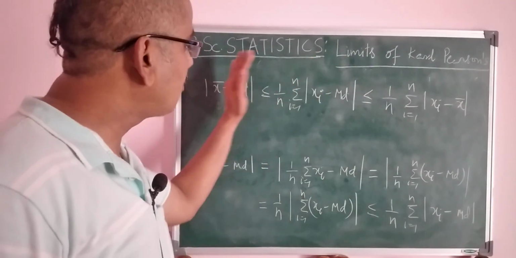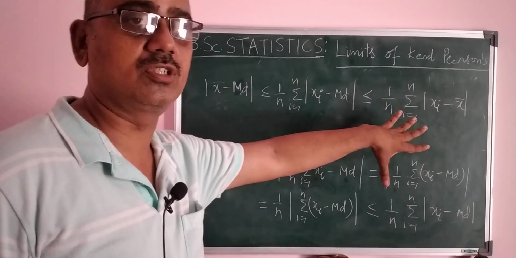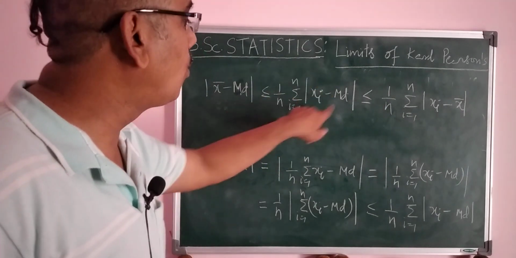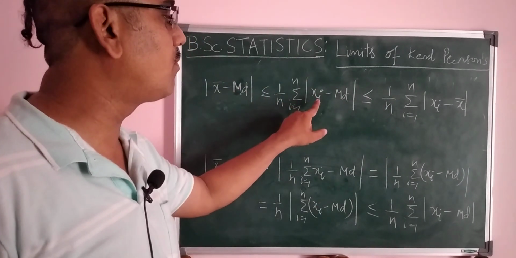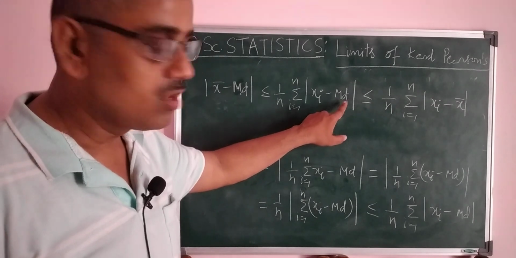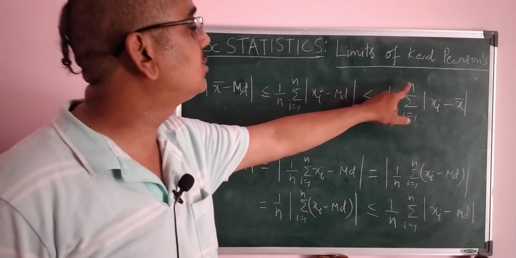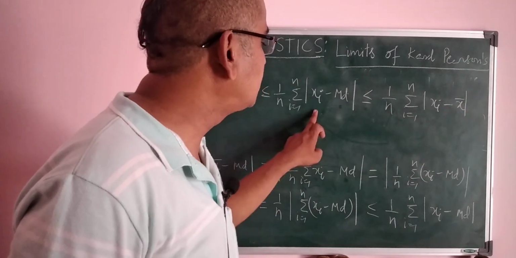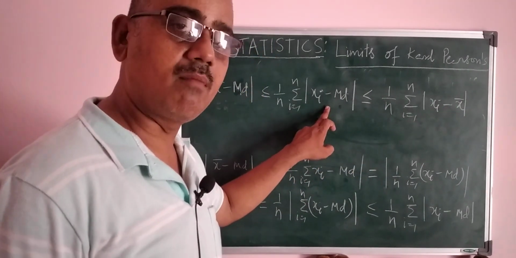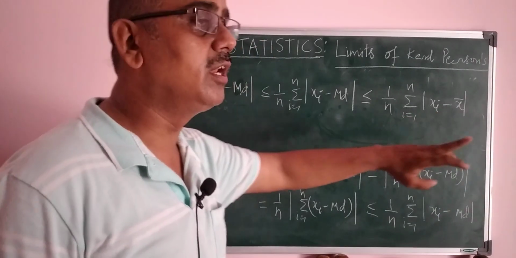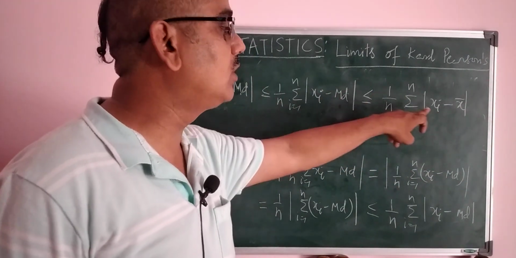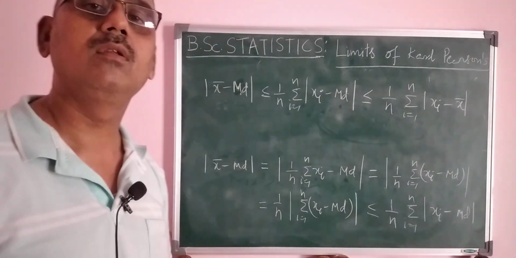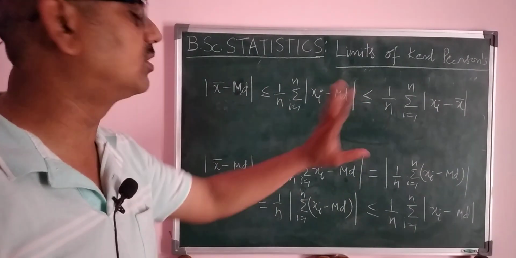There is no relation for this less than or equal to and this. This is the value: 1 by n summation modulus of xi minus median is less than or equal to 1 by n summation i equal to 1 to n modulus of xi minus x bar. If you compare these two, mean deviation from median and mean deviation from mean, the one from median has the lesser value. Therefore, that is my conclusion.